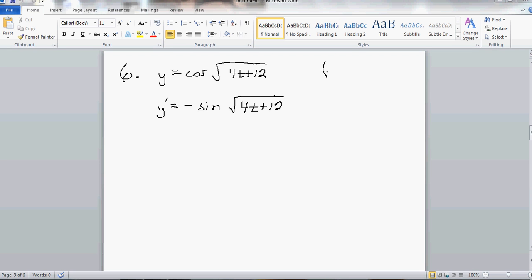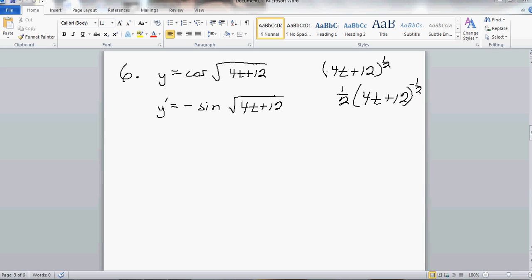Well, in order to find the derivative of that, we need to use the product rule, or not the product rule, but the chain rule again. First thing, write it in a much more user-friendly form: 4t plus 12 raised to the 1/2 power. So to take the derivative of this, we're going to get 1/2, leave the inside alone, subtract 1 from that gives us negative 1/2, but then we have to multiply by the derivative of the inside.